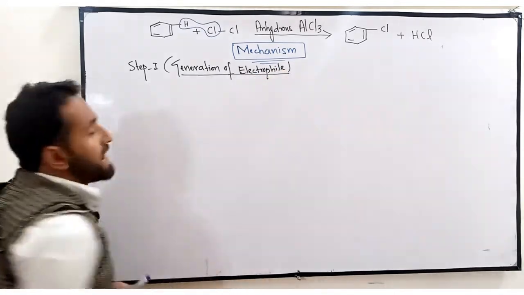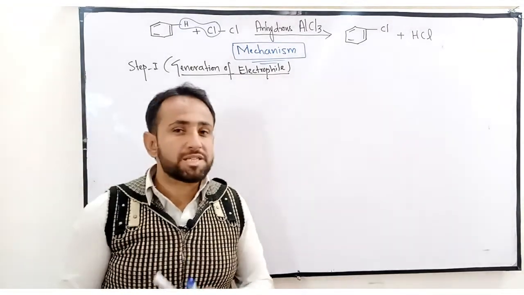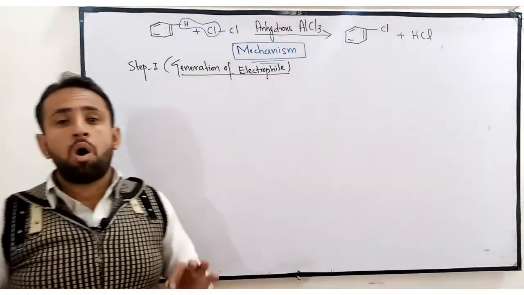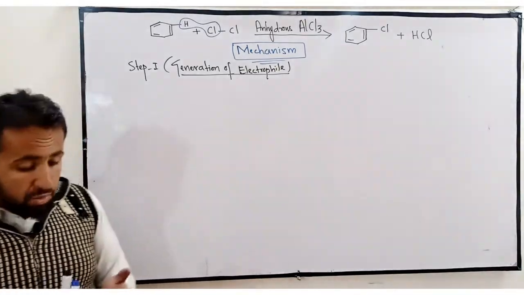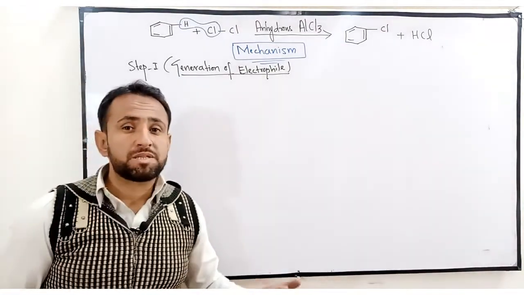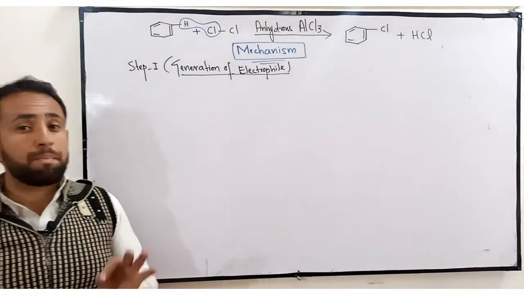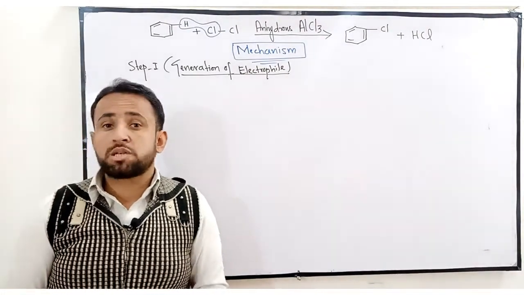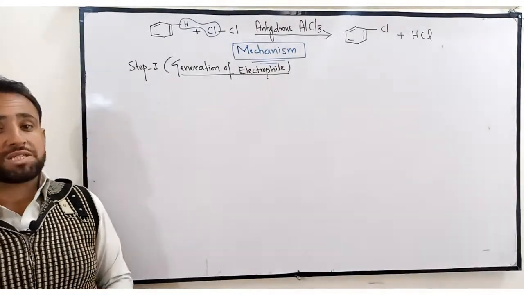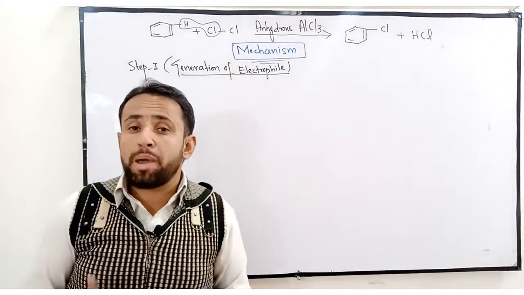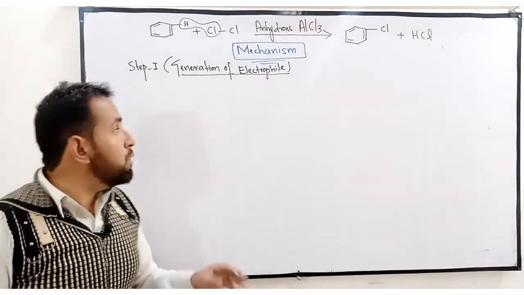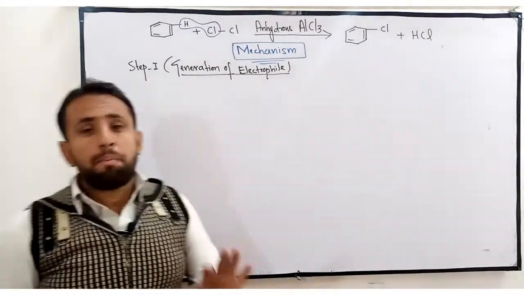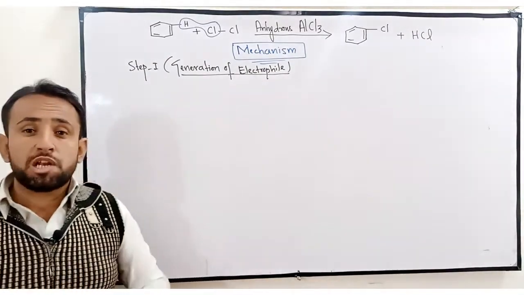Just remember that in electrophilic aromatic substitution reactions, the first step will always be the generation of an electrophile. Why do we generate an electrophile in the first step? Because these are electrophilic substitution reactions. In electrophilic substitution reactions, the initial attack is always done by an electrophile. Understand? Now, to generate an electrophile, we generally use a Lewis acid.